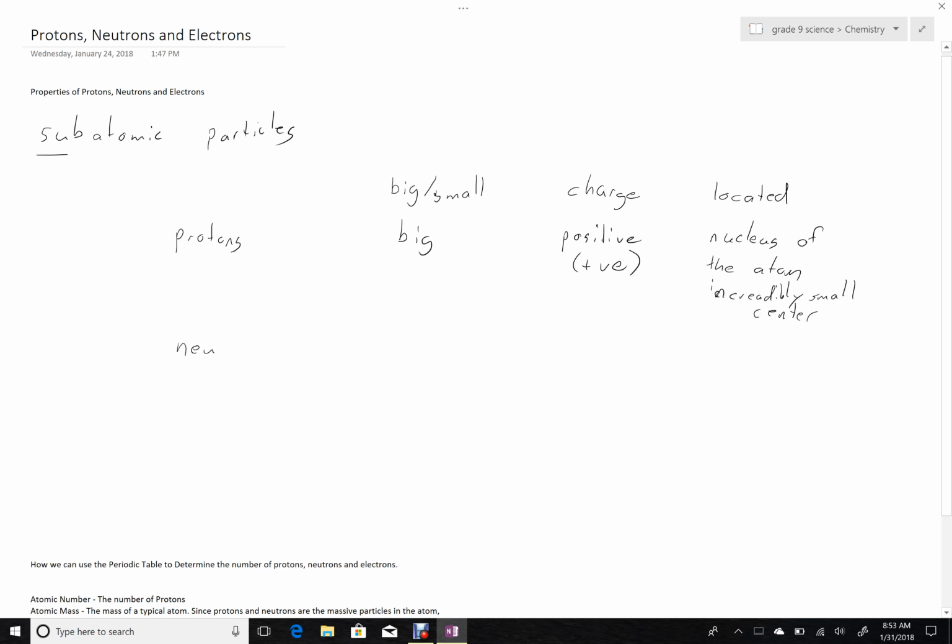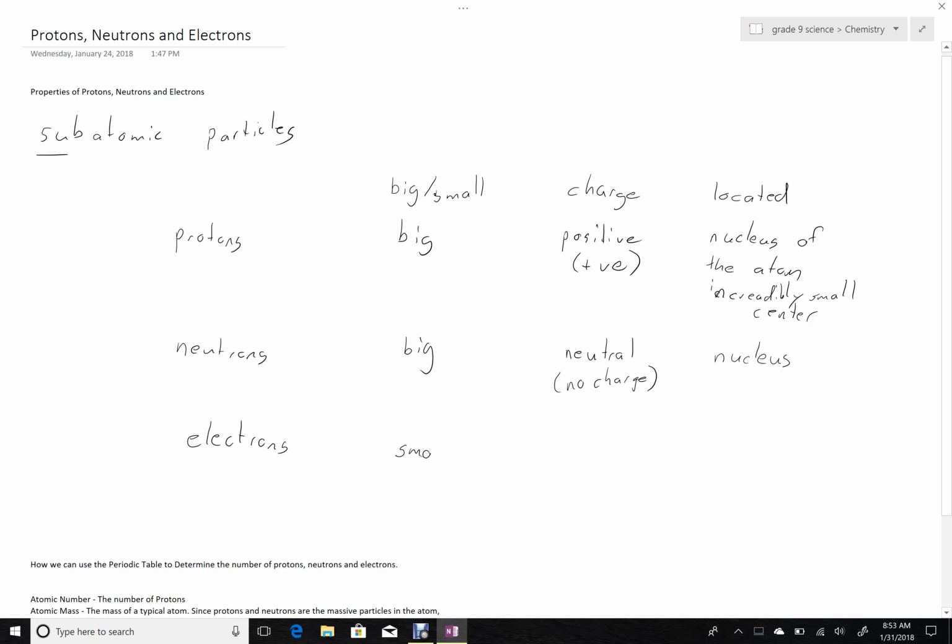Neutrons are also big. They are neutral, as in they have no charge. And they are also located in the nucleus, or in that massive center part of the atom that's extremely small. So it has a lot of weight, but it takes up very little space. It's extremely dense.